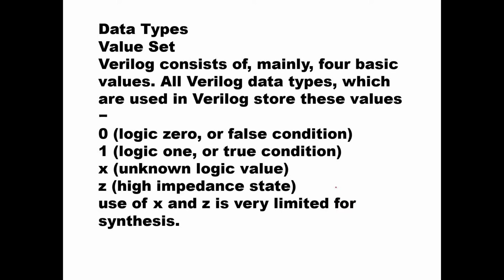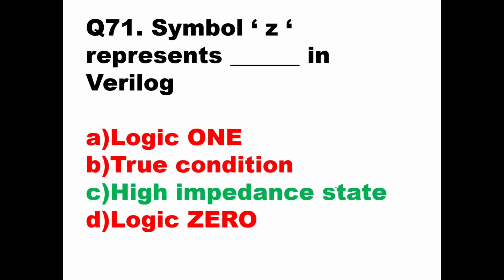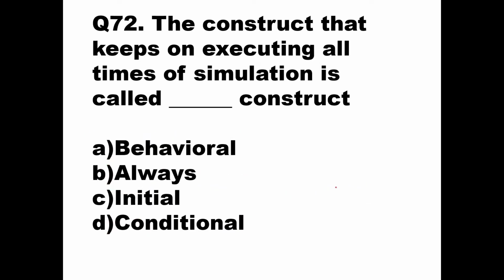If you see the theory here, data types value set: Verilog consists of mainly 4 basic values. All Verilog data types store these values. 0 is logic 0 or false condition. 1 is logic 1 or true condition. X is unknown logic value. And Z is high impedance state. So Z, which he has asked, is high impedance state. So here symbol Z represents high impedance state in Verilog. Then we'll go to the next question.